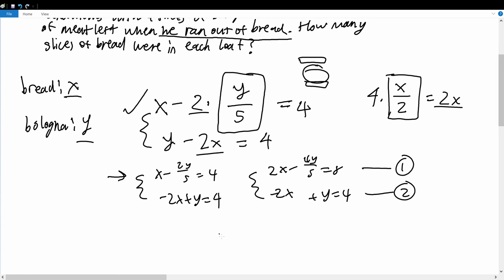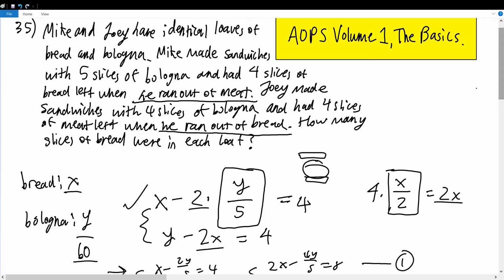And we would get a total of 1y over 5 must be equal to 12, meaning that y must be equal to 60. So in total, there were 60 slices of bologna in each package. With that, we can solve for x, and we can do that from the equation that x is equal to 4 plus 2y over 5, y being 60 times 2 is 120 divided by 5 will be 24, which is equal to 28. Meaning that there were 28 slices of bread in each package. The solution to our question.